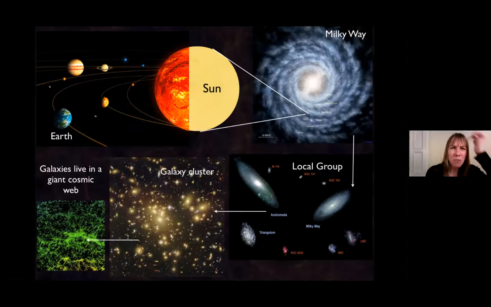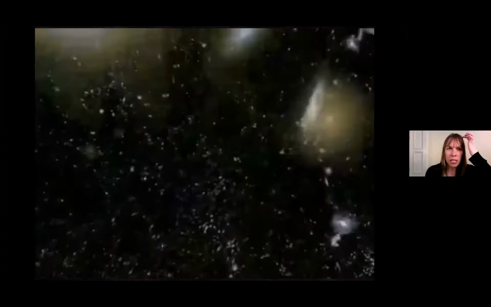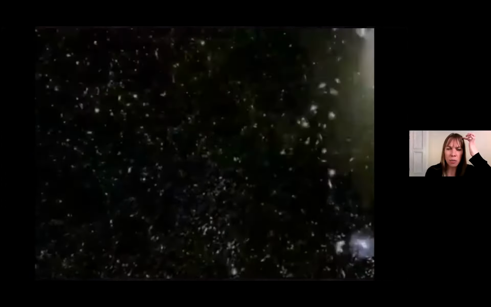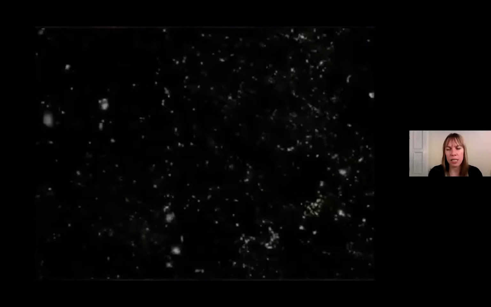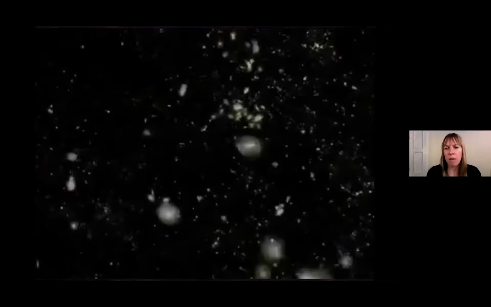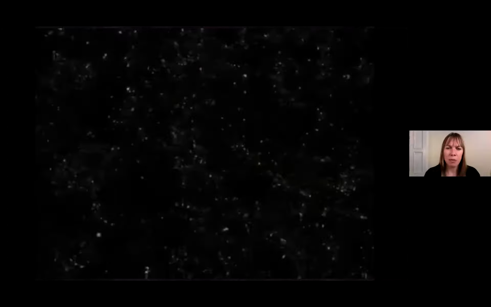So I'm not sure if this is going to display well over Zoom. This might look quite jerky for you, but you can always find it on YouTube as well. This is just a fly through of the Sloan Digital Sky Survey. This is a large survey that maps out the three-dimensional positions of galaxies. And what I want you to take away from this is that the galaxies aren't randomly distributed across the sky. They form this web-like structure.